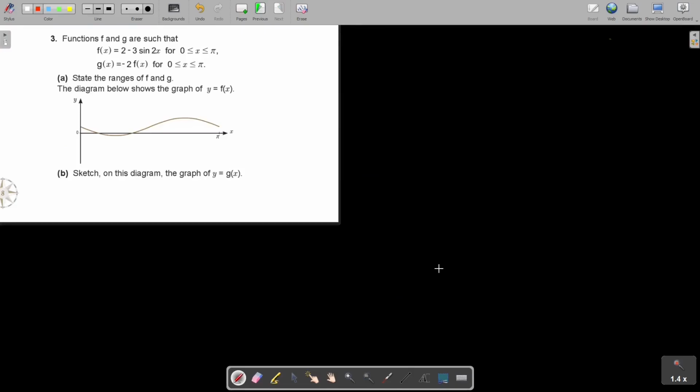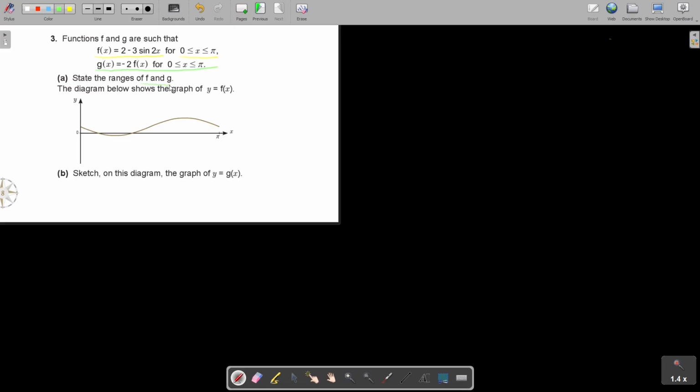Okay, so let's start with question number 3. Functions f and g are such that f(x) equals 2 minus 3 sin 2x, and x is bigger than or equal to 0 and smaller than or equal to pi. And g(x) equals negative 2f(x) for x bigger than or equal to 0 and smaller than or equal to pi. Okay. State the range of f and g.